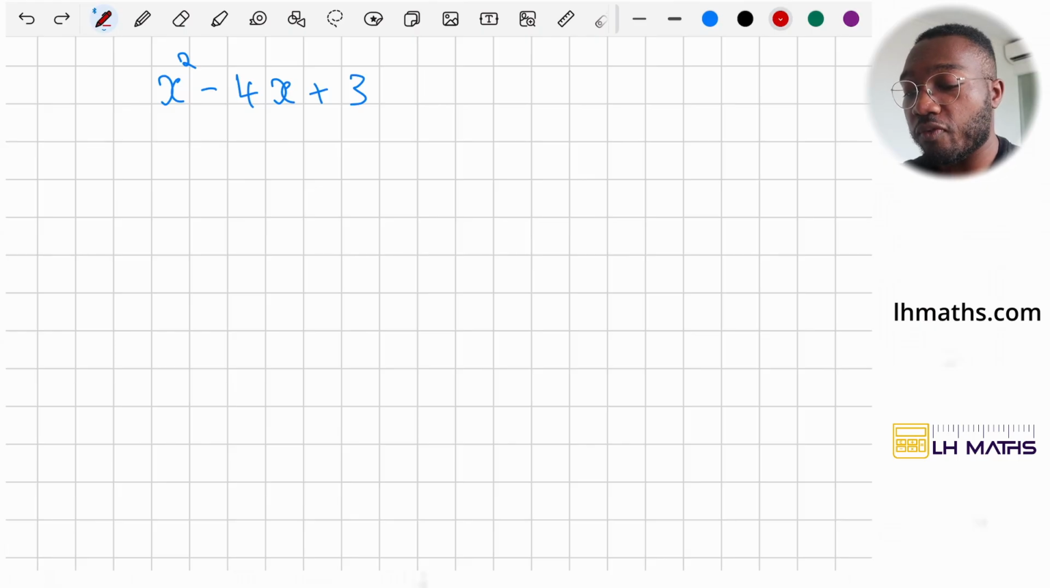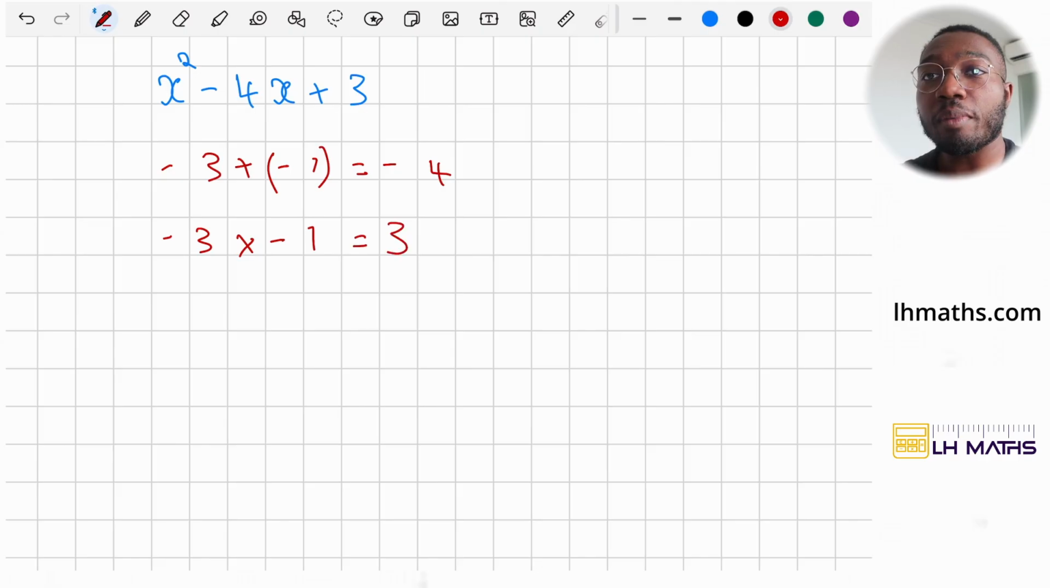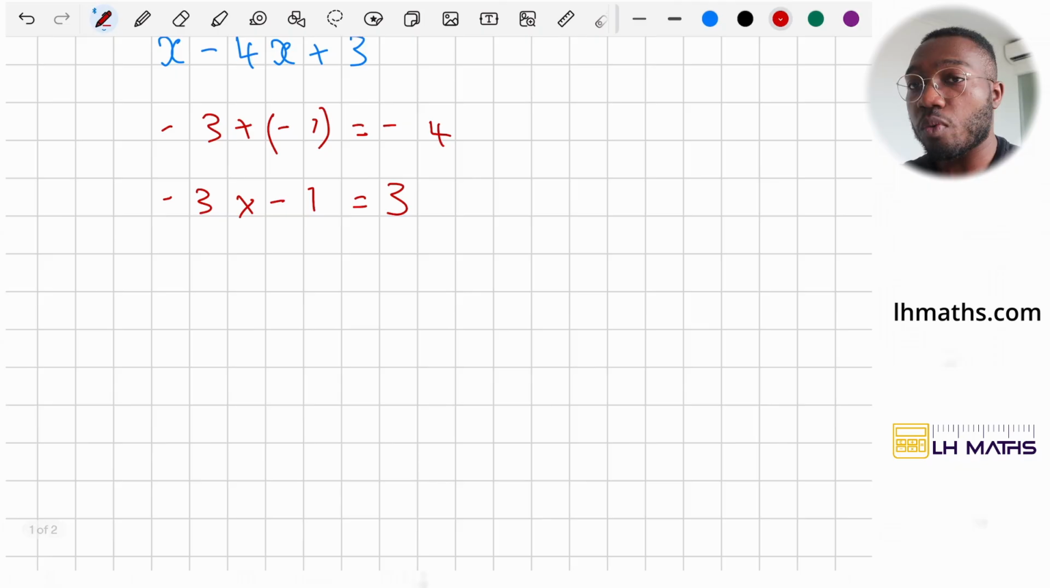The reason for that is if we had minus 3 plus minus 1, that will still give us minus 4, because the plus just cancels out. It becomes minus 3 minus 1, which gives us a minus 4. And then minus 3 times minus 1 will give us a positive 3. Remember that when you multiply two negatives together, they give you a positive. So now we've got our two values, minus 3 and minus 1, and we just put them into the brackets. So it'll be x minus 3 and x minus 1. And again, that would be your answer.